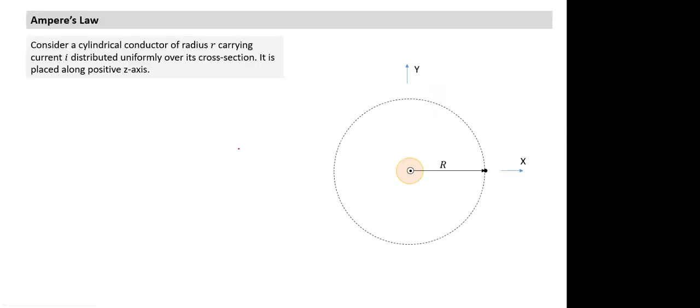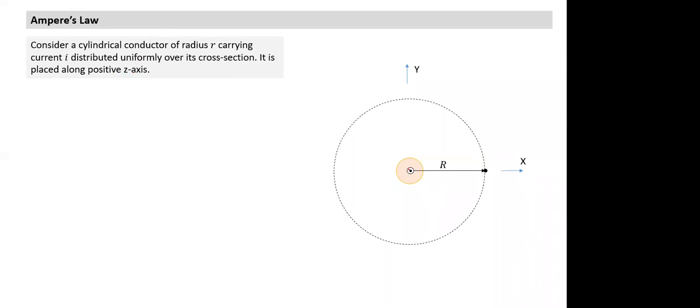Just to get a better understanding of Ampere's law, I will take up a few simple examples. In this case, what is shown here is a cylindrical conductor of radius r carrying current I uniformly distributed over its cross section. It has a small radius, and it's long, but we have not mentioned long. It is placed along the positive z axis.